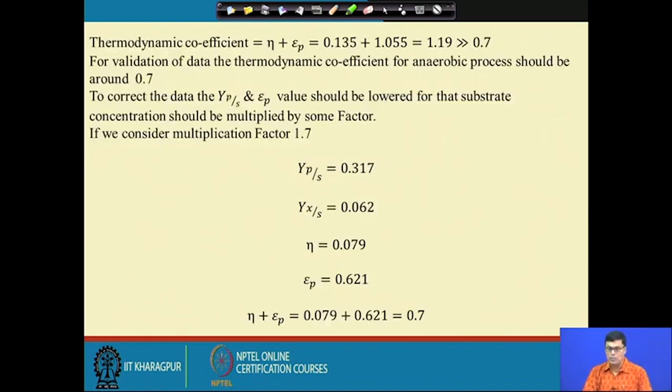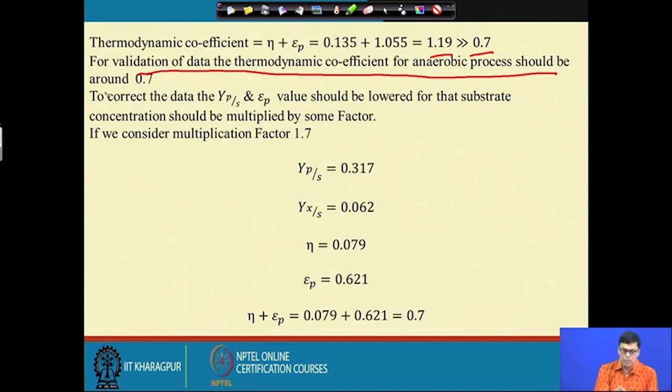So what we have done, it is exactly pointed out here: this is 1.19, which is more than 0.7. So validation of the data using the thermodynamic coefficient of the anaerobic process should be done. Now how can we validate that? We shall have to find out where we might have committed the mistake. Now in the anaerobic process, we estimated the glucose concentration, the cell mass concentration, and the ethanol concentration.